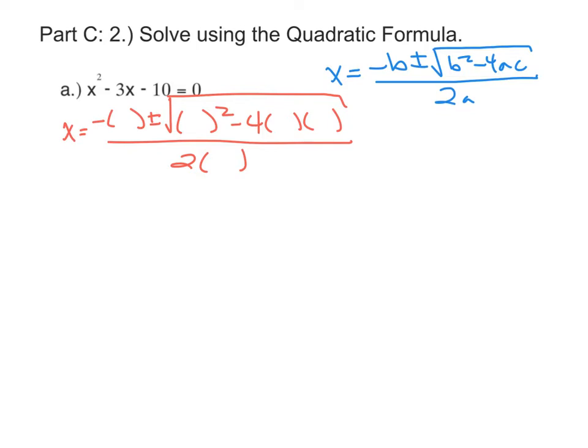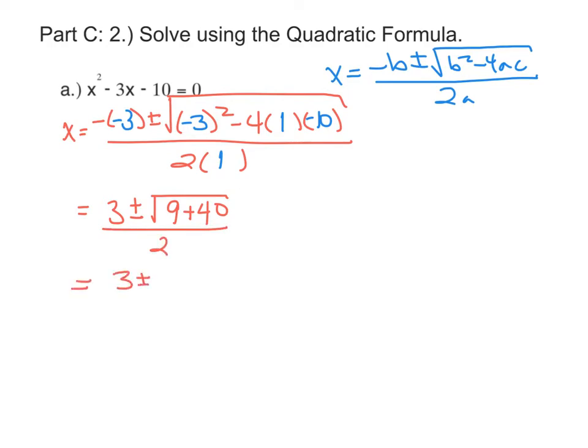B in this case is negative 3. A is 1. And C is negative 10. Now it's just a matter of calculating. Negative negative makes positive 3, plus or minus the square root. 3 squared is 9. Minus 4 times 1 times minus 10 is plus 40. All over 2 times 1 is 2. So that's 3 plus or minus the square root of 49, which is 7, over 2.